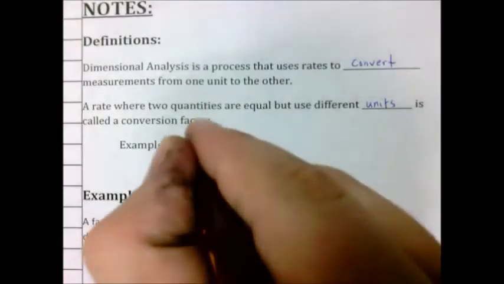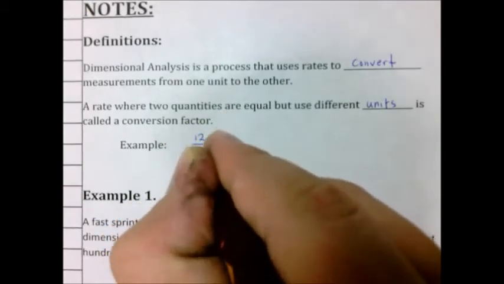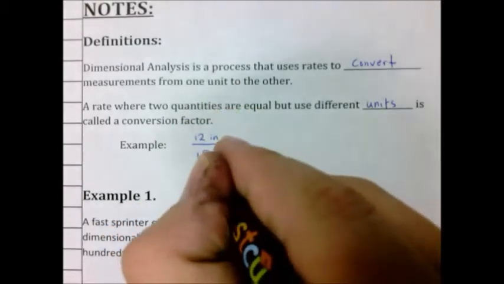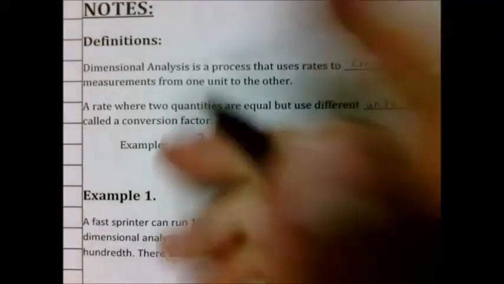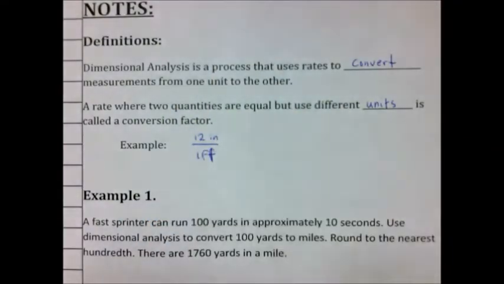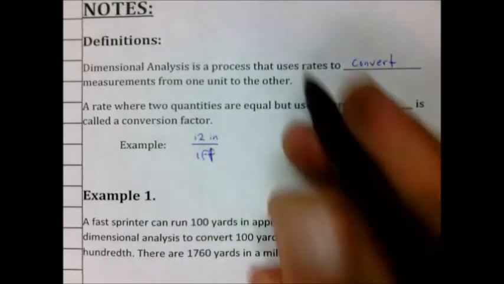So what I'm talking about here is we have two different units. It's a rate with two different units, but they are equal. Okay, 12 inches is equal to 1 foot. Sorry, that looks like FF. That's 1 foot. 12 inches is equal to 1 foot. This is called a conversion factor.